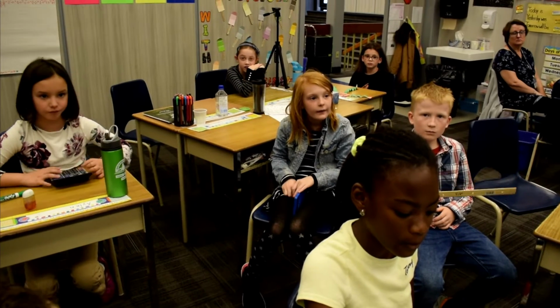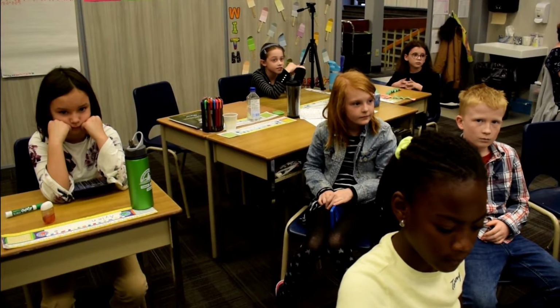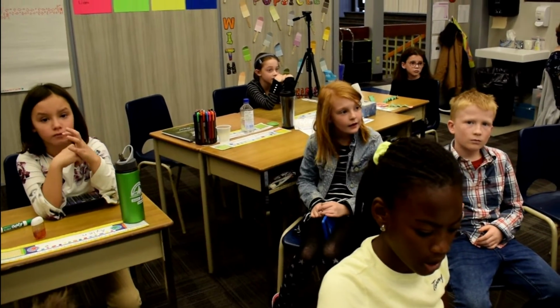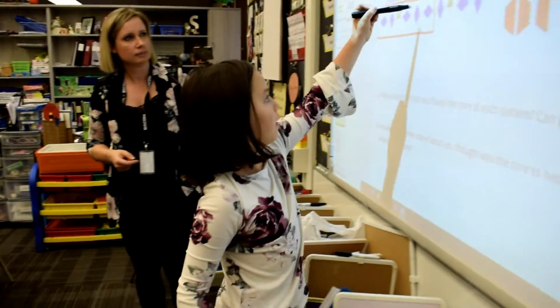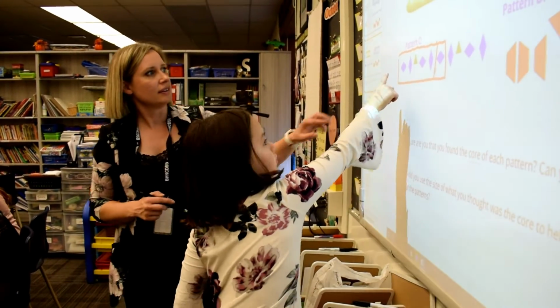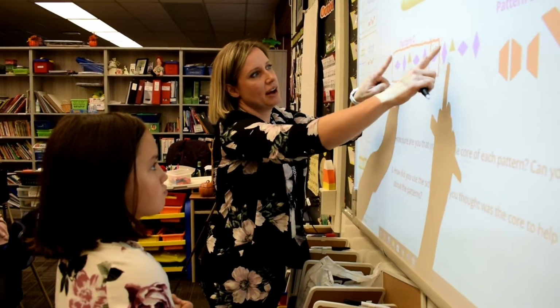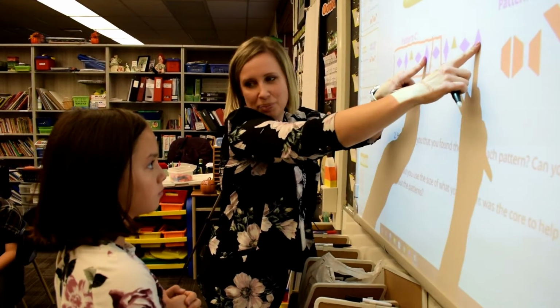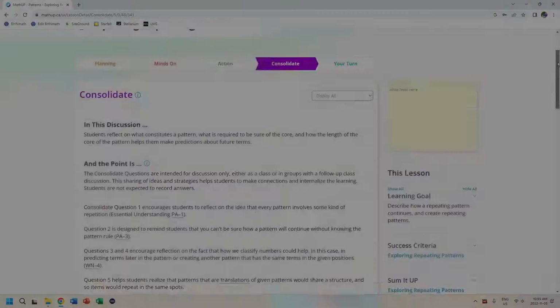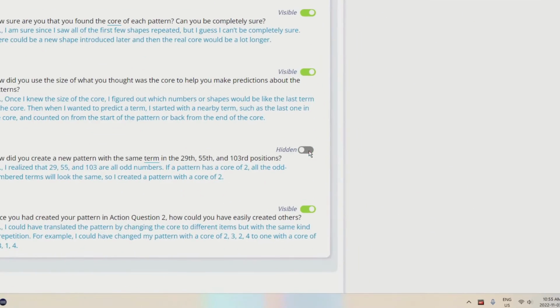In the consolidation portion of this lesson, students were not expected to record answers, but instead they shared their ideas and strategies. The questions helped them to reflect on what constitutes a pattern, what is required to be sure of the core, and how the length of the core of the pattern helps them make predictions about future terms. The consolidation questions relating to the second part of the action task were hidden by toggling them off.